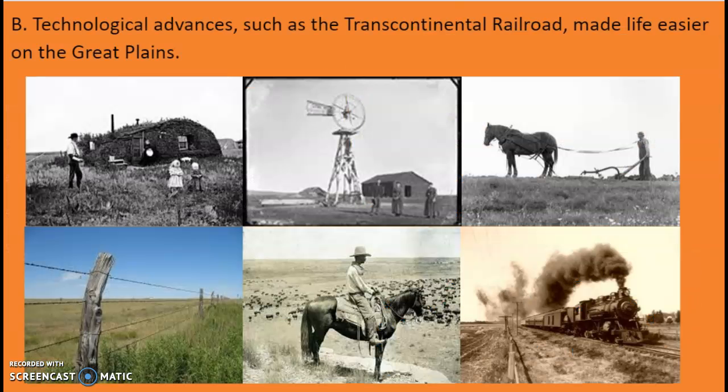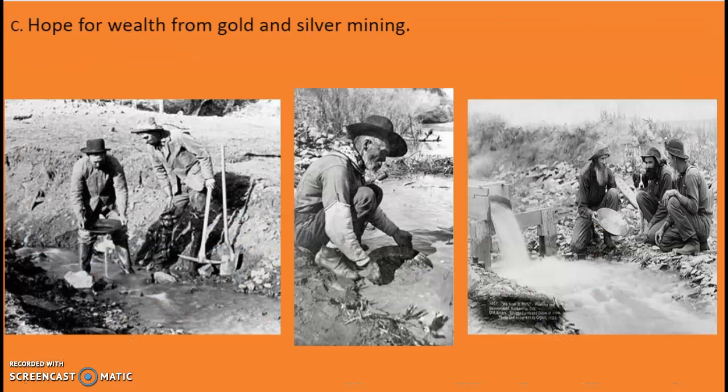We are also seeing the age of technology. We've talked about the railroads, like the Transcontinental Railroad. We also have things like plows. We're going to get into all of this later. Plows and sod houses and barbed wire and use of horses and windmills. So all of these new technological advances made life easier on the Great Plains. And here's some pictures of some of the things.